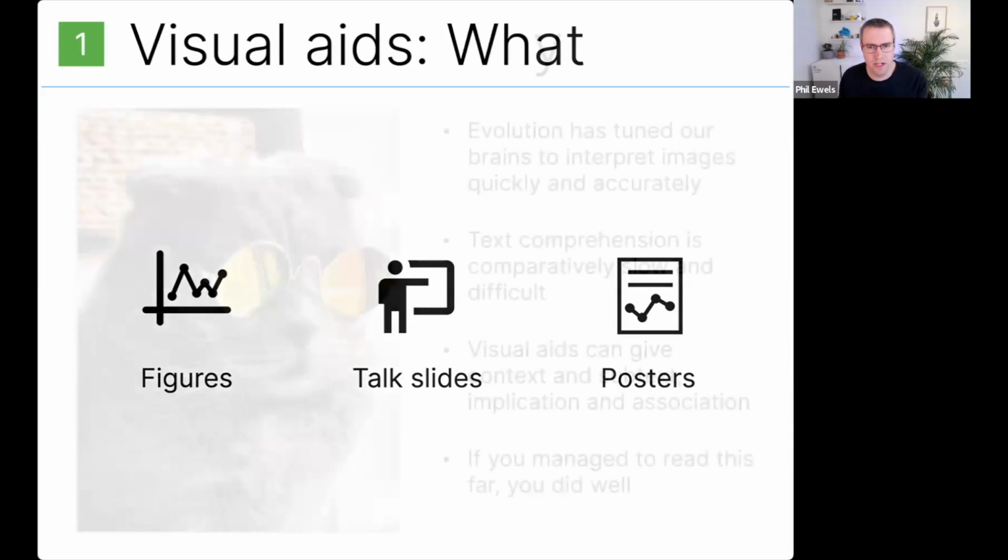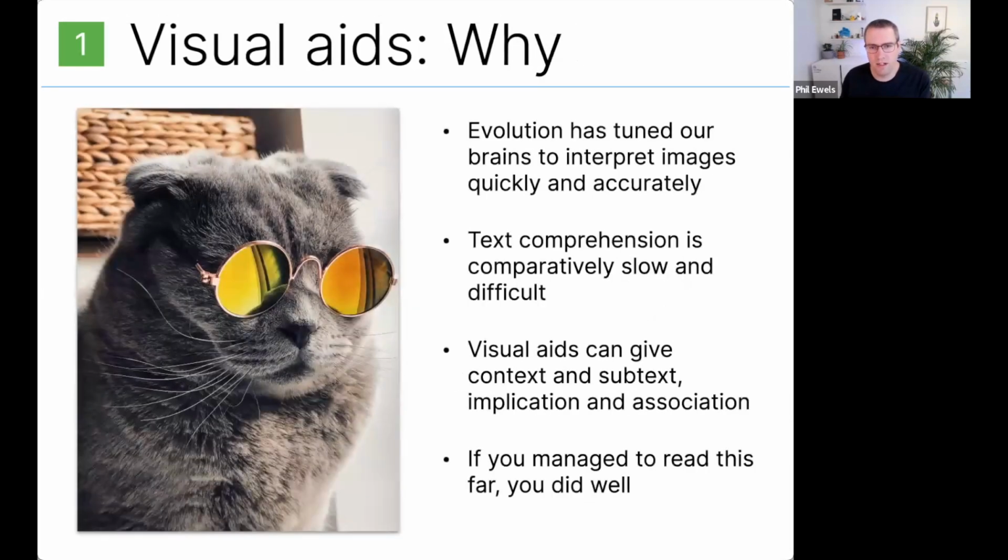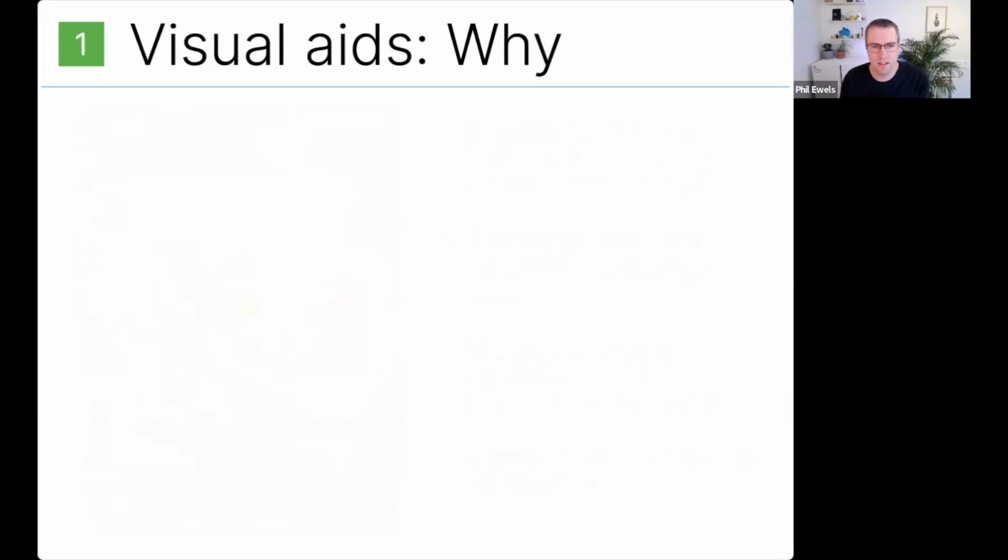So why do we need visual aids? Basically, we're really good as humans at thinking about images. How many people read all the bullet points on the last slide? Okay, can anyone tell me what the content of the last slide was about? Can anyone tell me what the picture was of? Sunglasses on. Yeah, great. What color were the sunglasses? Yellow. What kind of cat was it? A long-haired Persian type cat. Was there anything special about it?